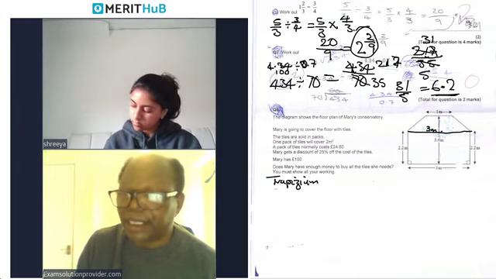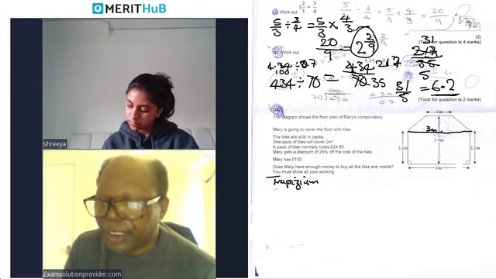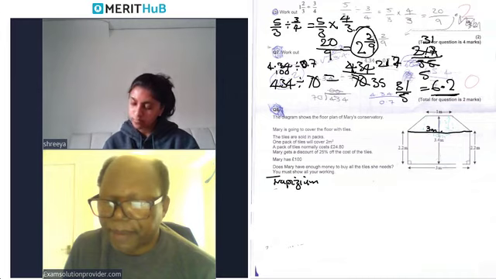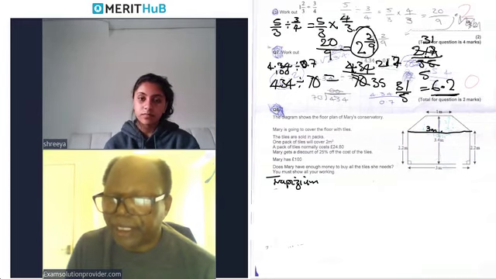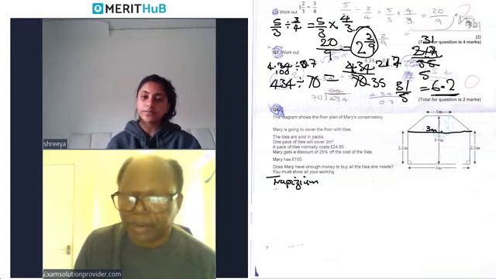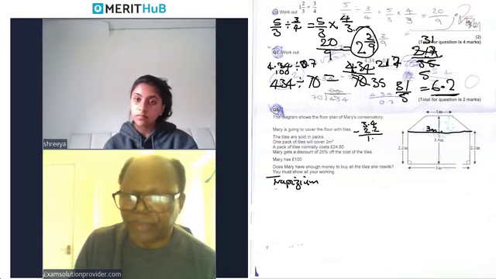This distance here is going to be, let's see. So from here, pay attention. From here to the end there is 3.4 meters, but from here to here is only 2.2. So to get that, we need 3.4 take away 2.2. So 3.4 minus 2.2 gives us 1.2. So this is 1.2.